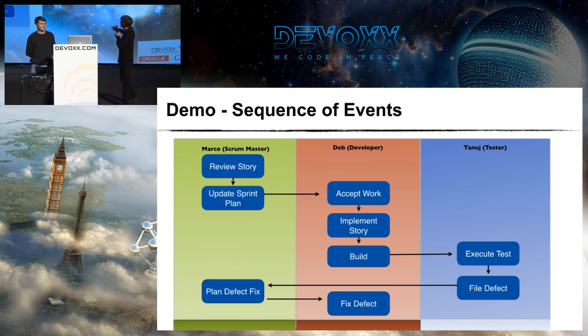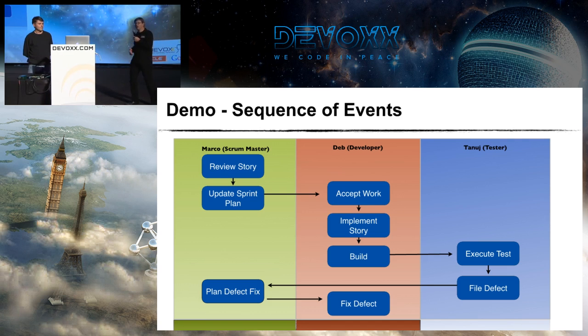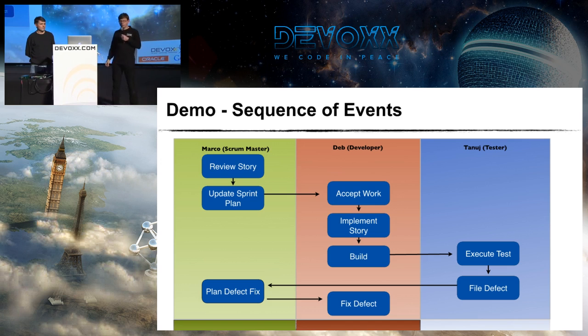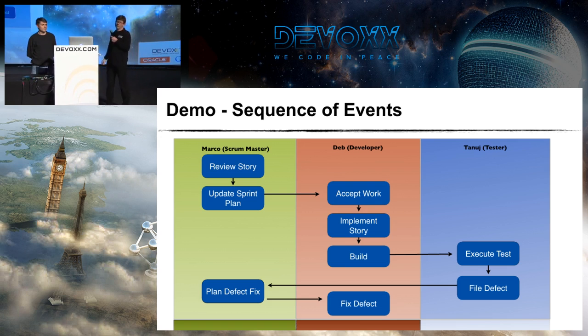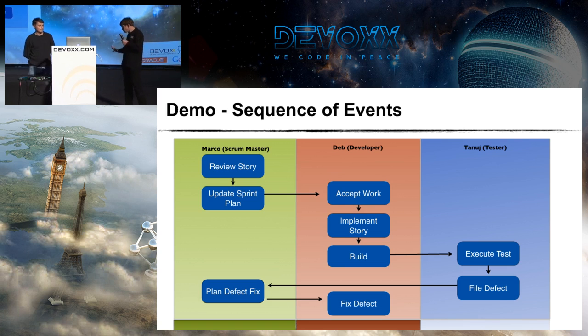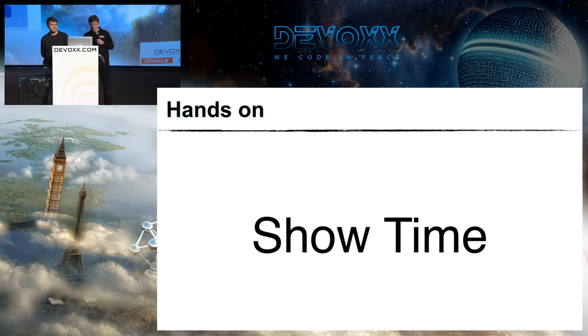Then I will take over again and play the role of the tester and test the application. Just to be able to show you something, we have in fact made a defect in the implementation. So as a tester, I will find that defect and file a defect. Then it will go back to the Scrum Master, who will say, there is a defect that urgently needs to be fixed. So I will plan it also in the iteration, and then the developer can again do his work and fix the defect. So that's basically the scenario. So let's now go to the tools.